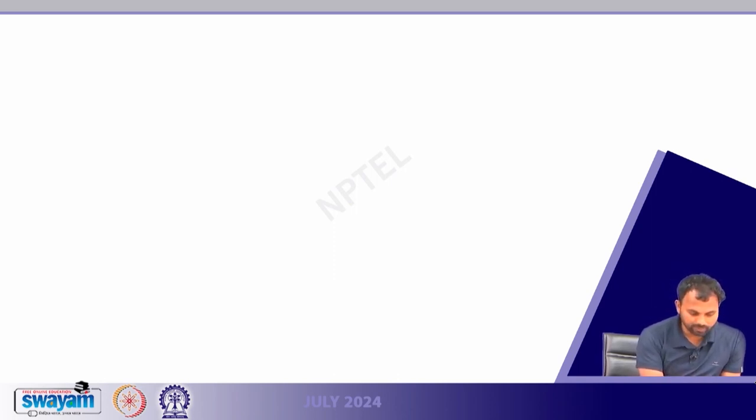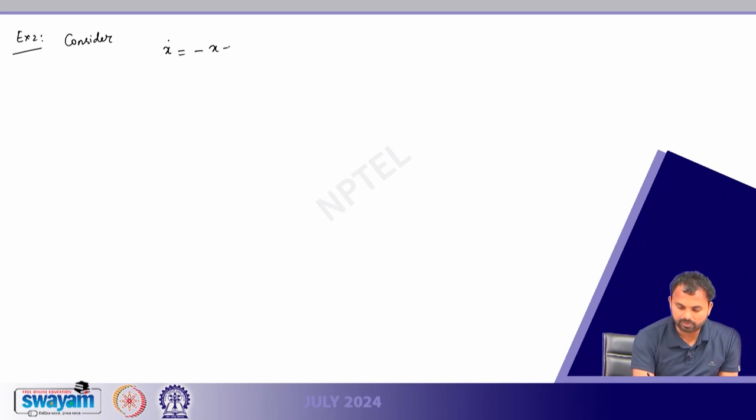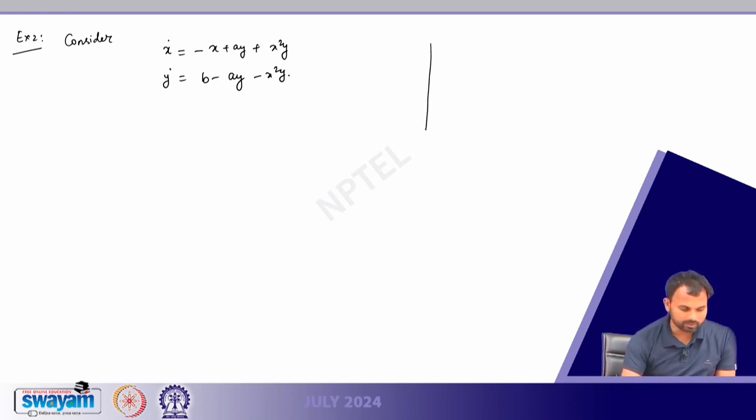Consider the following system. x dot equals minus x plus a y plus x square y, and here we have y dot equals b minus a y minus x square y. So, basically if we plot this, then it will look like this, and we are calling this S1.